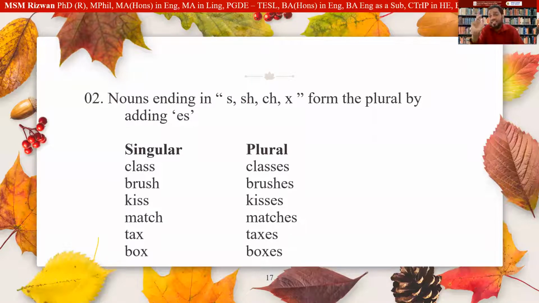Nouns ending in S, SH, CH, X. So consider these letters. When nouns end with these letters, you can simply form the plural by adding the letters ES. So you could see here class, classes. The word class ends with the letter S, and you can form the plural by adding ES, right? You have been given some examples, so you can read and understand. Can one of you read out the given examples?